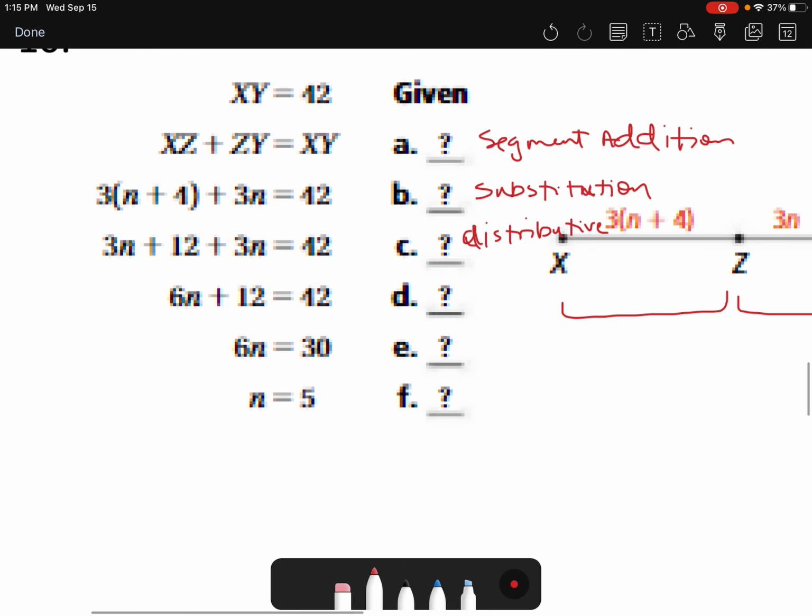Up next, you can see going from C to D, we turn the 3n right there and the 3n right there, and we put those together into 6n. So all we did was combine like terms.